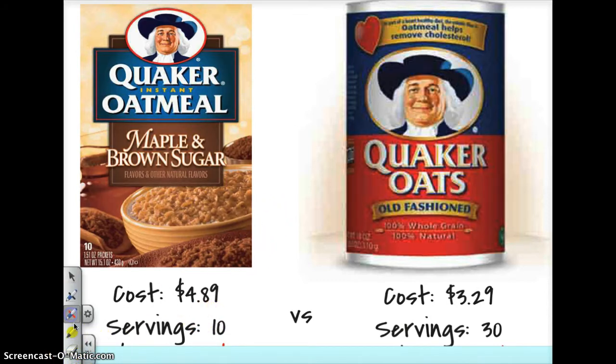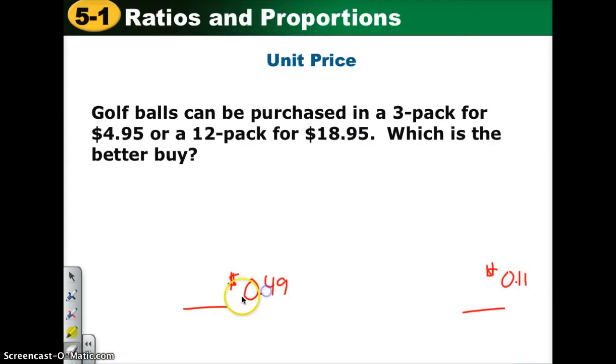So we could start by taking $4.89 divided by 10, and that would give us about 49 cents per serving. If we took $3.29 divided by 30, it would give us about 11 cents per serving. So which one's cheaper? Obviously the 11 cents.